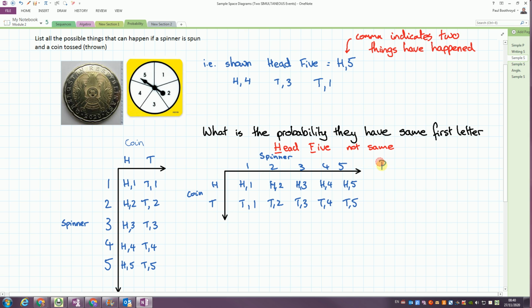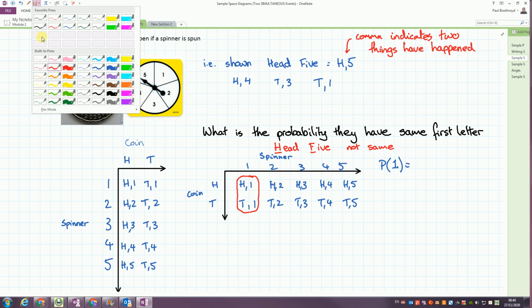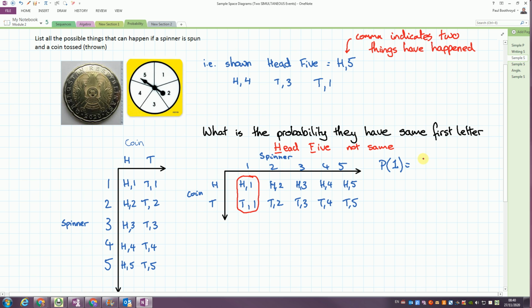Now, from those outcomes, we can start making lists of probabilities. So I could calculate the probability of a 1. How many 1s are there in the diagram? I'm just going to use the right-hand diagram, but notice I can still do it on the left-hand diagram as well. So how many ways can I get a 1? Those two. So my probability of getting a 1 is 2 ways out of how many outcomes there are.